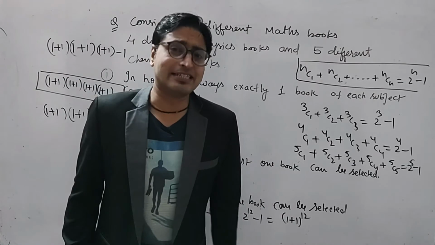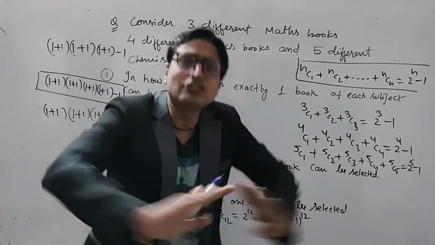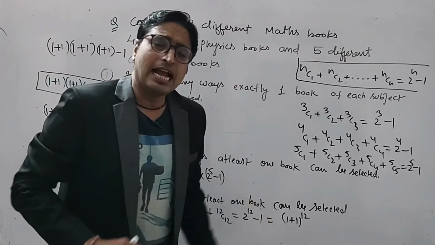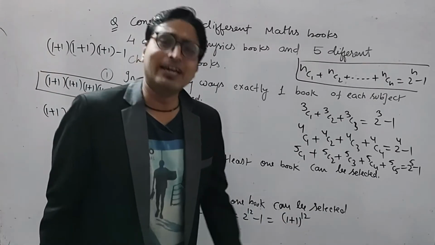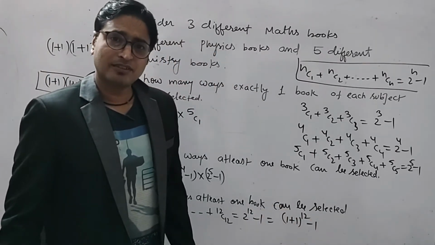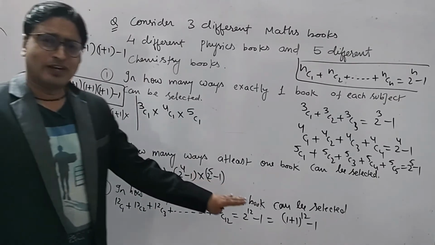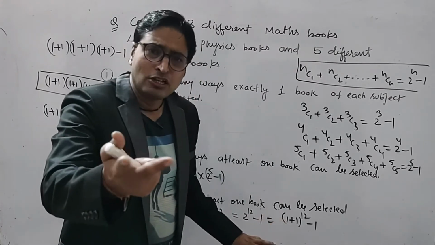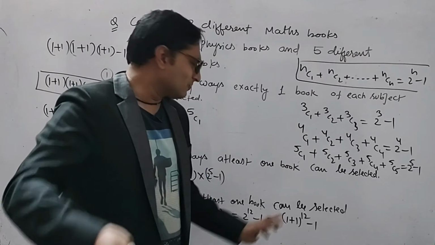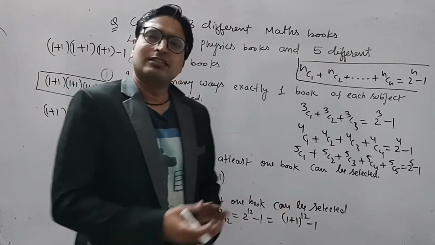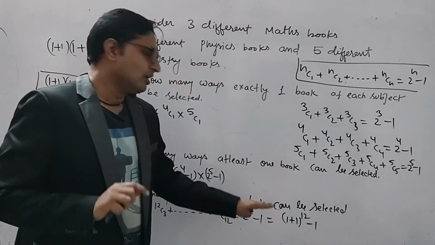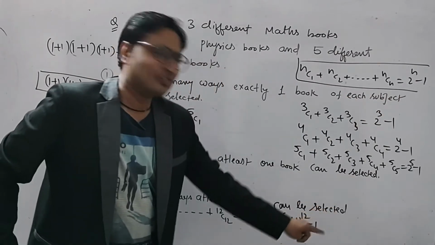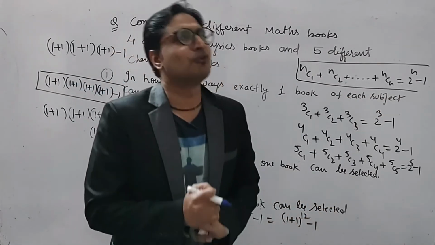And out of all these ways, one way will be there through which you can reject all the books, and you have to remove that way, so you will subtract 1 from all the ways. Okay, so the total number of ways will be: for each book, 2 options are there, one to select and the other to reject. So 1 plus 1, 1 plus 1, 1 plus 1 we will write 12 times and subtract 1, because we have one option through which we can reject all the books, and we have to remove that option, so we will subtract 1 from the total ways.